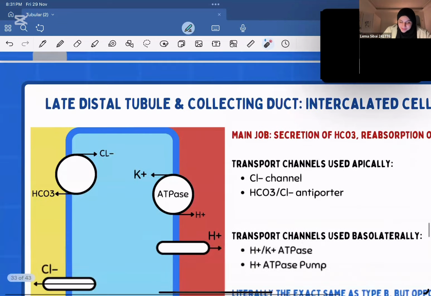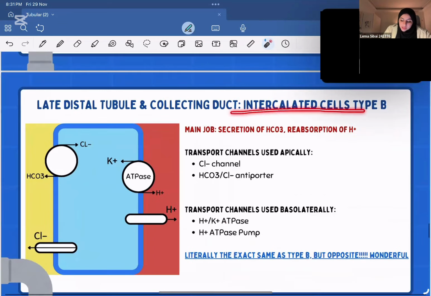Okay. So now we're going to be talking about the intercalated cells type B. We just talked about type A. Now let's talk about type B.